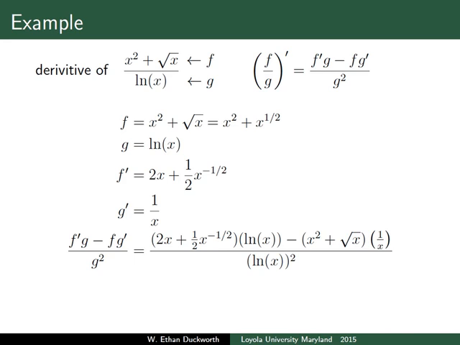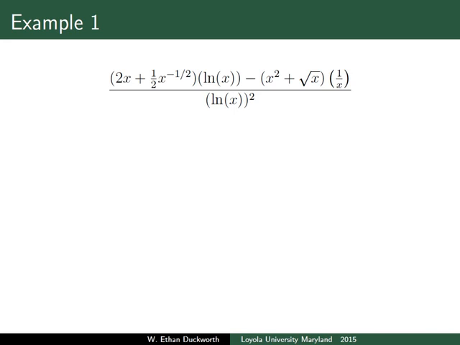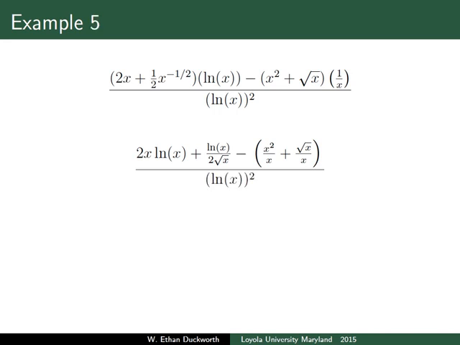Now when you look at that answer, it looks pretty complicated. And so you might think to yourself, maybe I can multiply this out and simplify. Here's how it looks if we try that. So here's the original answer, and one thing we could do, we could distribute on top ln of x. We could distribute it over the two terms on the left. And you get that 2x ln of x plus ln of x over 2 square root of x. And you could do the same thing with the stuff on the right. You could distribute 1 over x. And you get x squared over x plus the square root of x over x. And then nothing really happens on the bottom, so you still have ln of x squared.